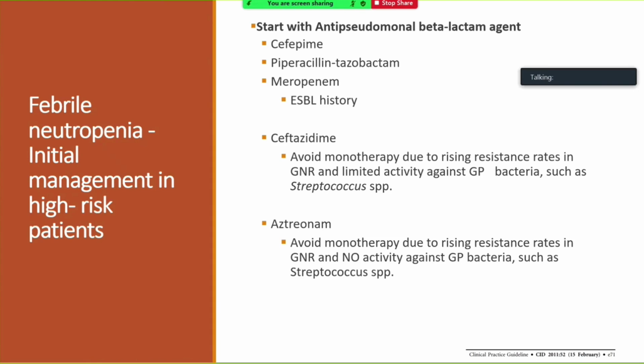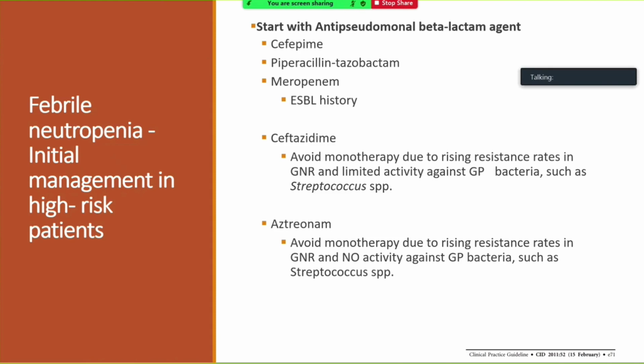Remember that for ceftazidime, use as a single agent is not recommended; avoid monotherapy due to rising resistance rate, that's number one, and limited activity against gram-positive flora. So remember, patients with mucositis are at very high risk for GI flora translocation, specifically strep. So ceftazidime really has a poor coverage against it, and that's why the monotherapy is not recommended, especially in patients with active mucositis.